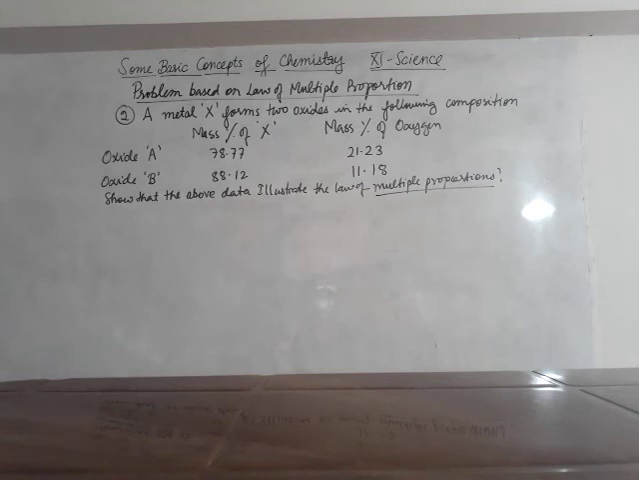That is very important to understand over here. Now, look at the question. Copy the question. A metal X forms two oxides in the following composition as given on the board.